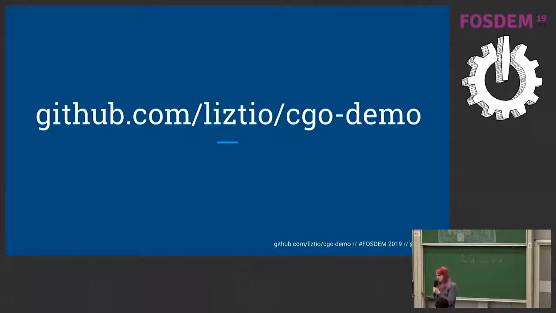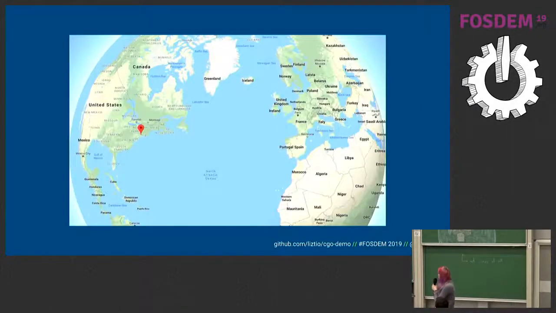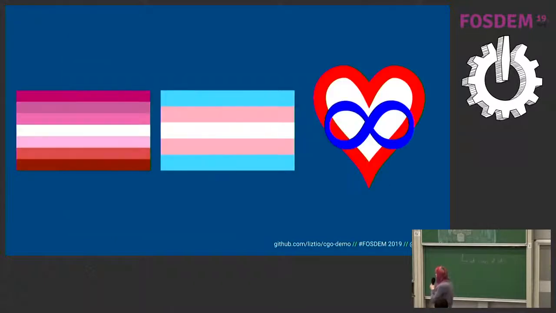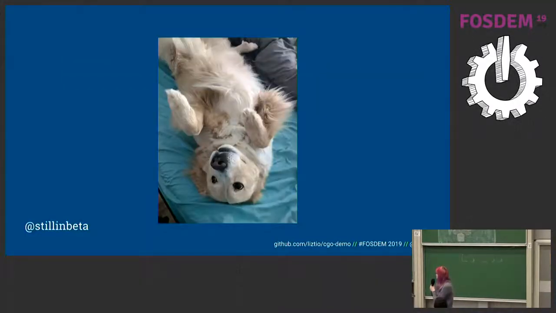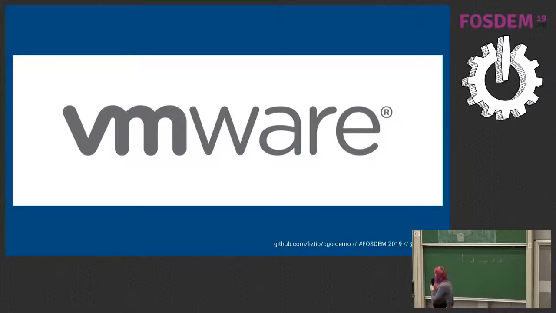So, like I was introduced, my name is Liz. Most importantly, I came from Brooklyn, so if I seem kind of tired and out of it, that's because I am very badly jet-lagged. I am a queer, trans, polyamorous woman. I live with my family and my very cute dog. If you follow me on Twitter, you won't get anything about Go, but if you want pictures of dogs, I can absolutely provide that. My current employer is VMware, a recent acquirer of a company called Heptio.